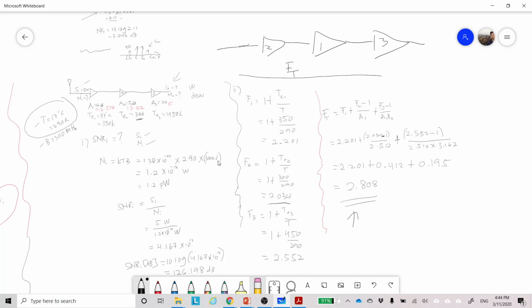Kalau tak percaya boleh cuba kira. You boleh kira sendiri. Why? Because amplifier 2 has the least value of a noise factor. So if we do arrangement like this, we're gonna produce the minimum noise factor. Okay, so kita dapat kurangkan dia punya noise. Itu jawapan dia.